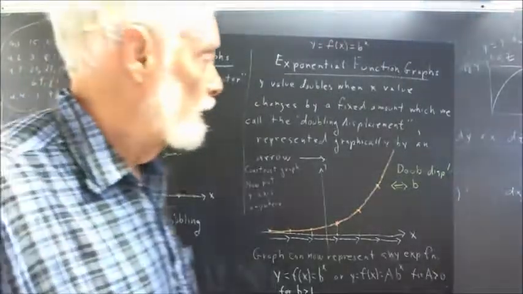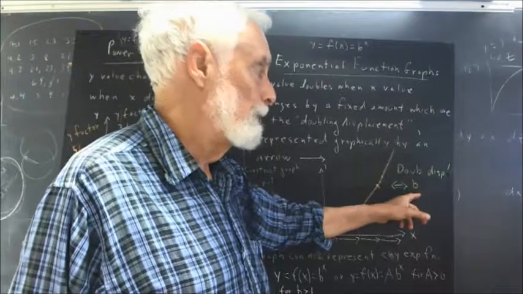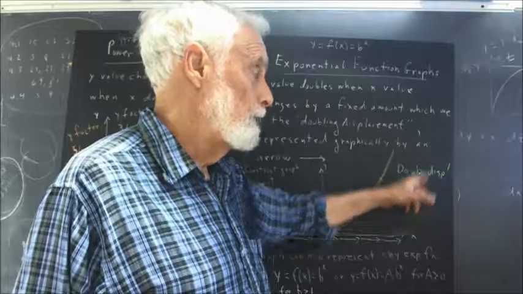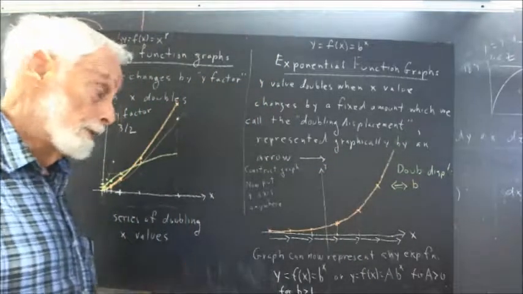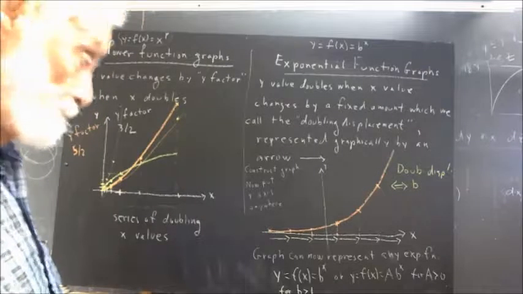A couple of things. If we know the doubling displacement, we can find b. If we know b, we can find the doubling displacement. I'm not going to tell you how that's done right now, but it's a very simple relationship.